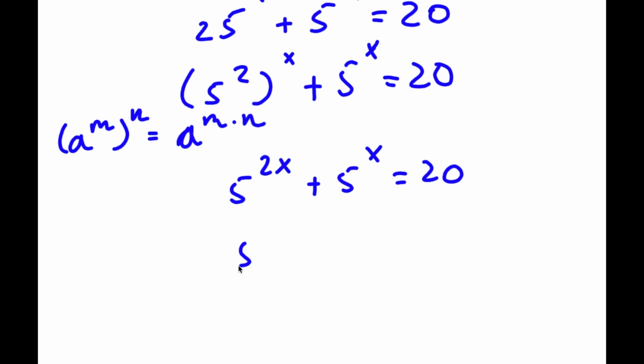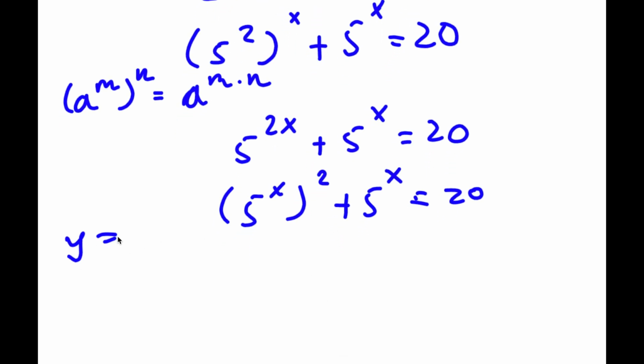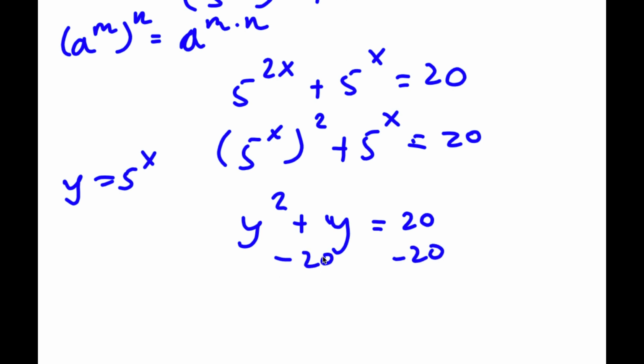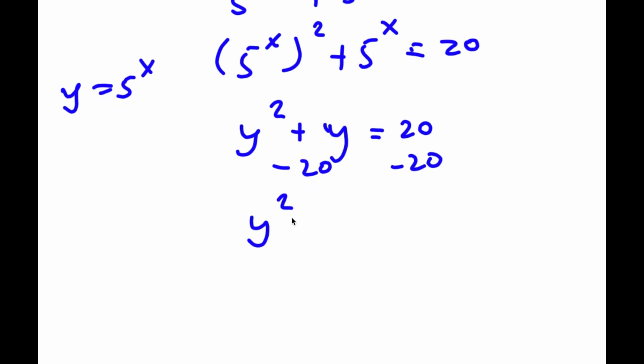Now I can rewrite this as 5 to the power of x squared plus 5 to the power of x is equal to 20. I'm going to set y equal to 5 to the power of x. And now if I substitute in y for 5 to the power of x, I get y squared plus y is equal to 20. Now I can subtract 20 on both sides, so I get y squared plus y minus 20 is equal to 0. So now we can go ahead and factor this.